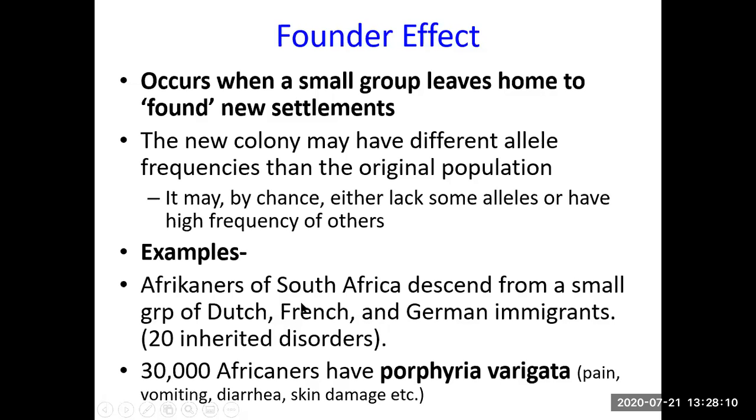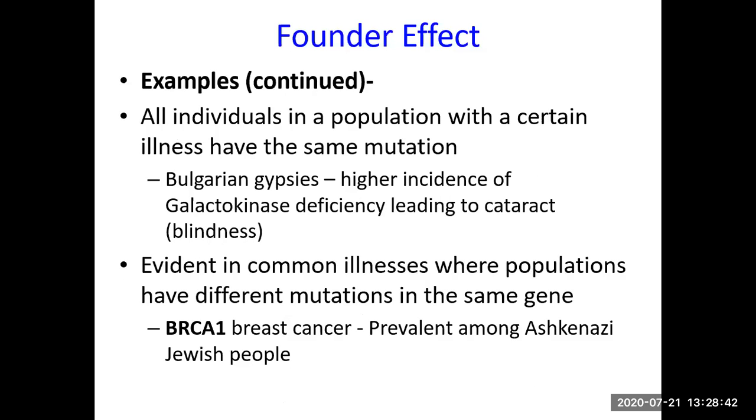Now what happens is, because of this very small population and a lot of inbreeding between these individuals, a lot of recessive disorders start expressing themselves. So this population shows 20 types of inherited disorders. These disorders may not be very common in the general population, but because the founders who left the original population might have had some of these diseases, and because of the inbreeding between these founding members, these diseases come to the forefront.